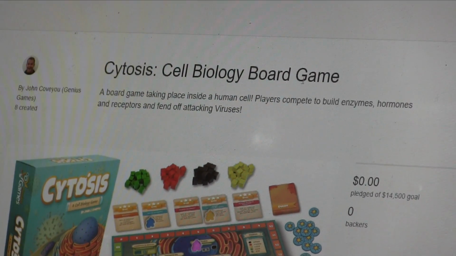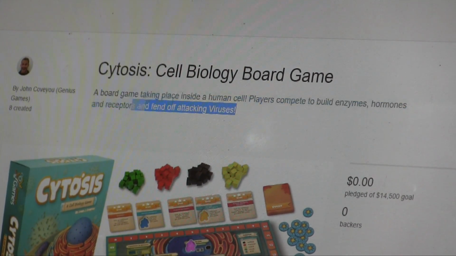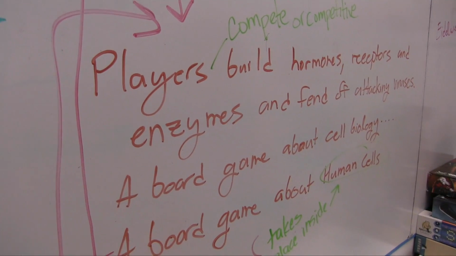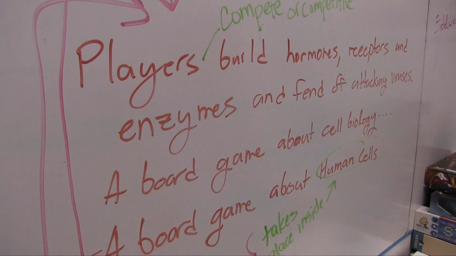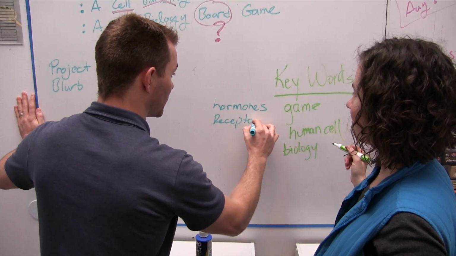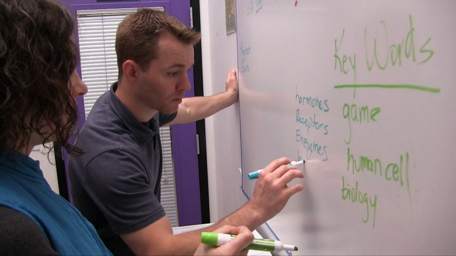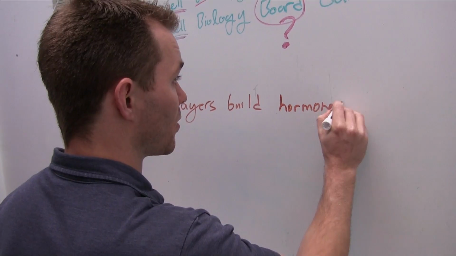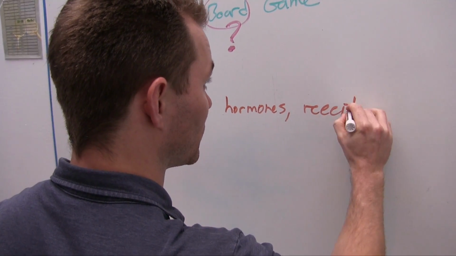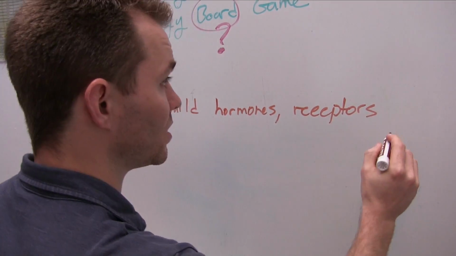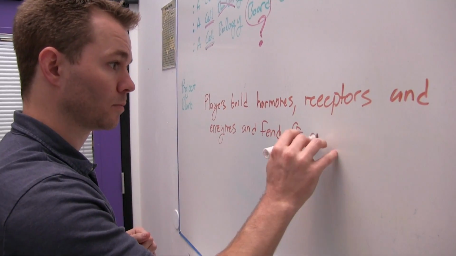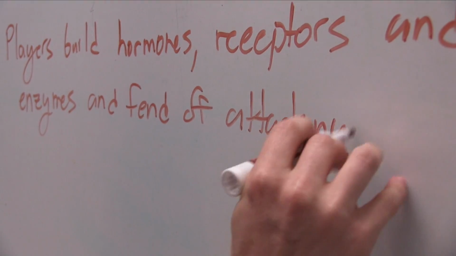The project blurb, what I think about with the project blurb here is, it's the next piece of information that you want people to know after they know what the product is. It's sort of the soundbite. If someone was to go out and say, oh, did you hear about Cytosis? What's that? It's a board game that takes place inside a human cell. You're competing to build enzymes, hormones, receptors, and fend off attacking viruses, right? It's the soundbite that if people memorize, that would be great because it tells them exactly what the product is.